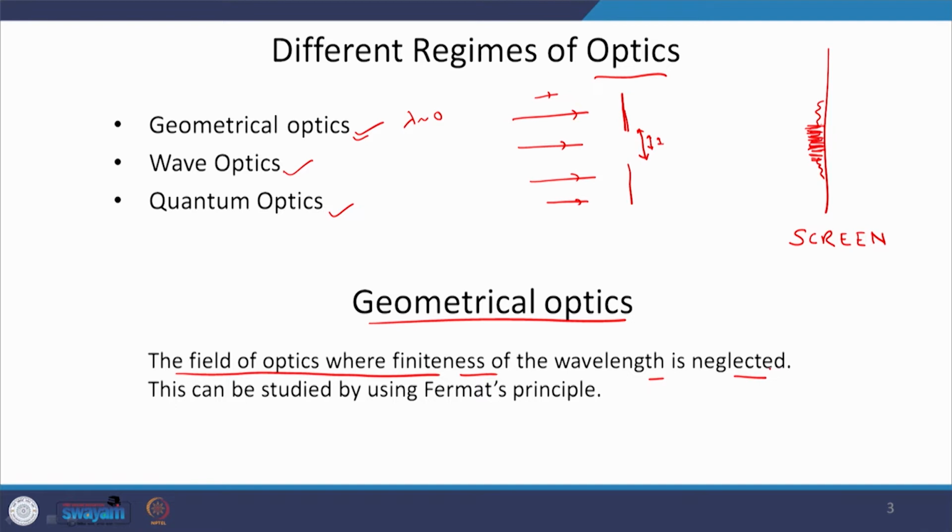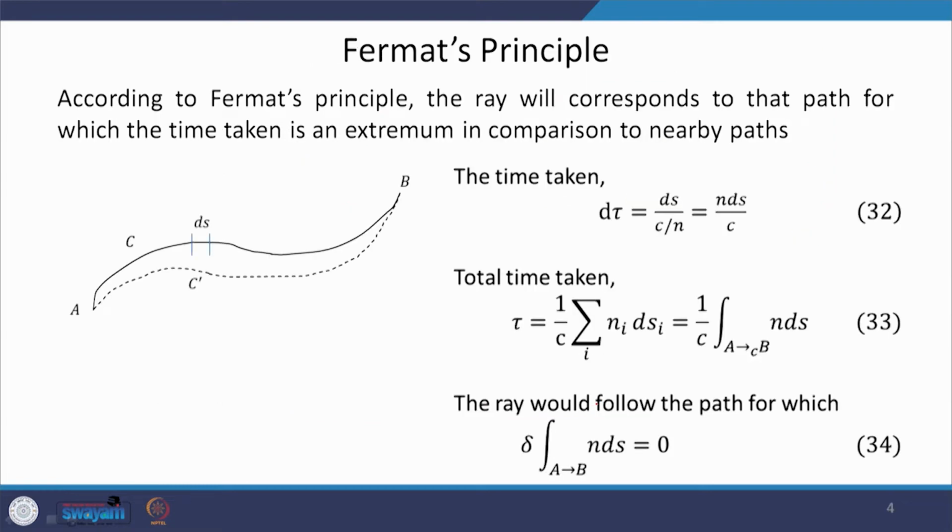This regime of optics can be studied using Fermat's principle. In the next slide we will learn what Fermat's principle is and how it governs geometrical optics. According to this principle, the ray will correspond to that path for which the time taken is an extremum in comparison to nearby paths.